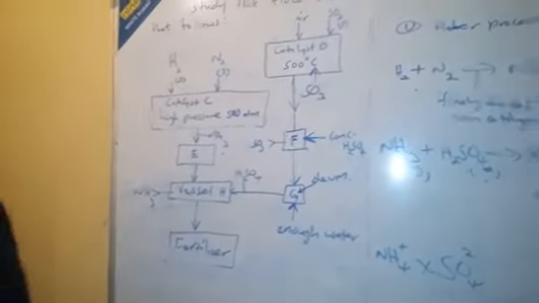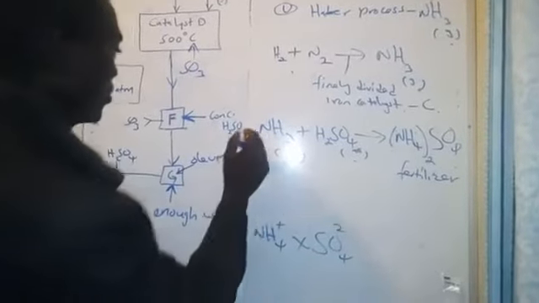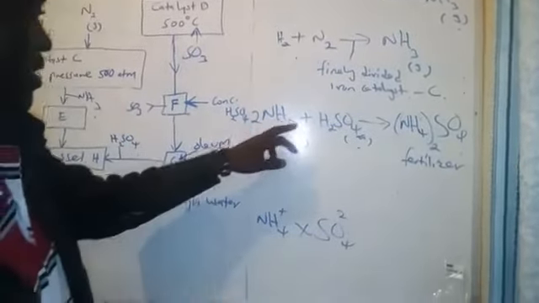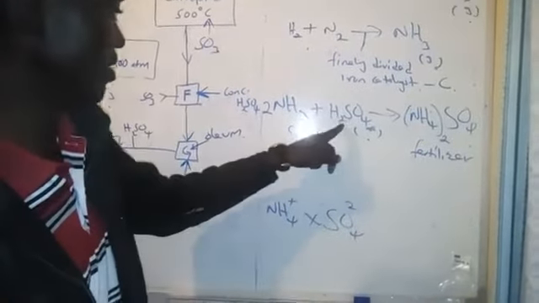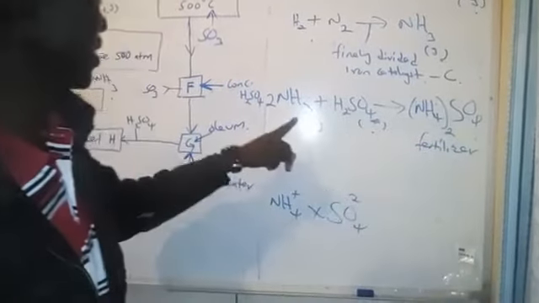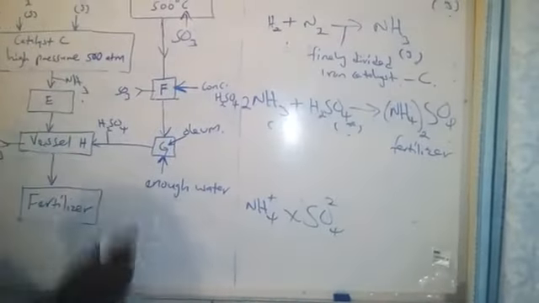That is the fertilizer, ammonium sulfate. Is it balanced? Let's see. N is 1, 2, so we put 2 here. H is 6 plus 2, 8, and 4 times 2 is 8. S is 1, 1. Oxygen is 4, so the equation is balanced.